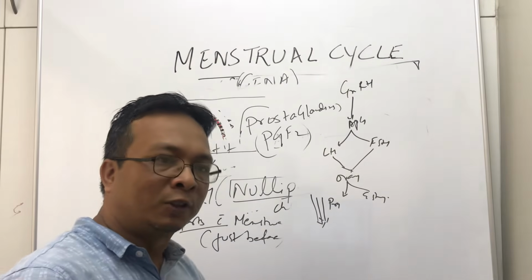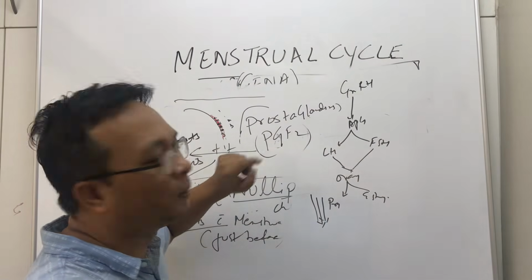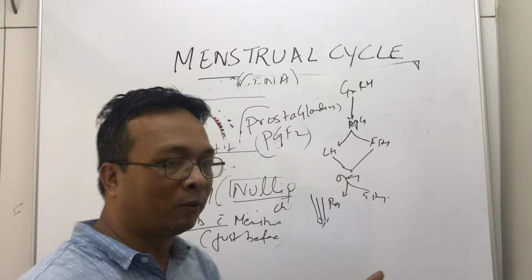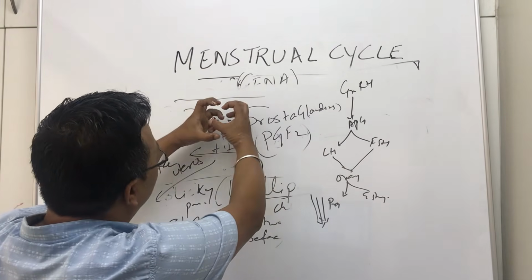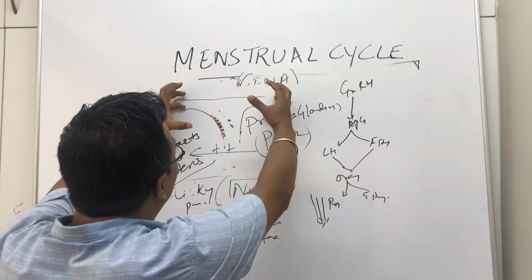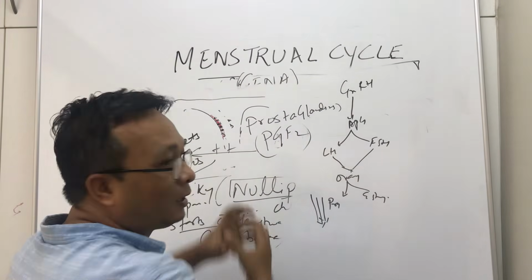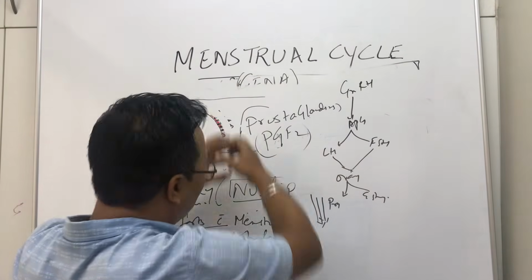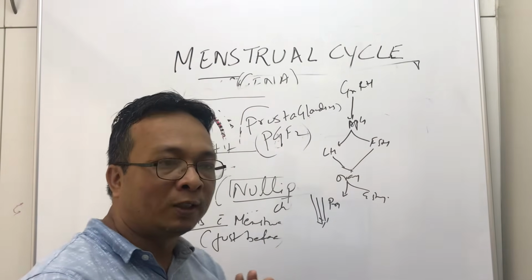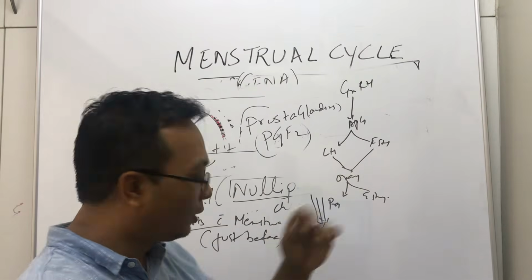So in some unfortunate people, lots and lots of PGF2 is secreted. It is secreted in a high amount. As a result, the whole uterus contracts. Because the whole uterus contracts, it gives a pain. Now the question comes: why is there pain if the uterus contracts?